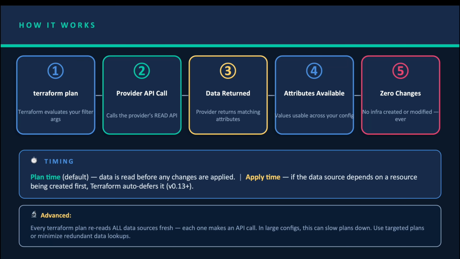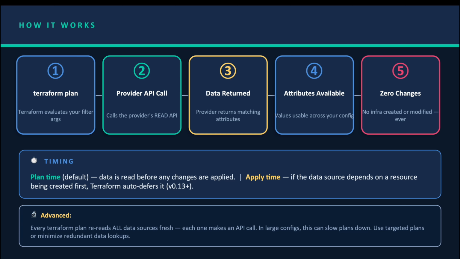Next is how it works. First, Terraform evaluates your filter arguments. Then it calls the provider's read API, not create, just read. The provider returns the matching attributes. Those values become available across your entire config. And finally, zero infrastructure changes happen. So first you run terraform plan. It evaluates your filter according to your arguments. Then there is a provider API call that reads the data. The provider returns the matching attributes if available, then the values are usable across your config. No infra is ever created or modified.